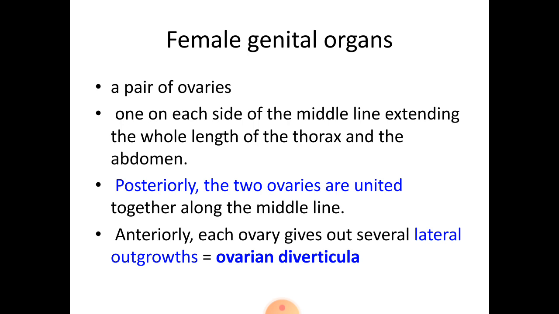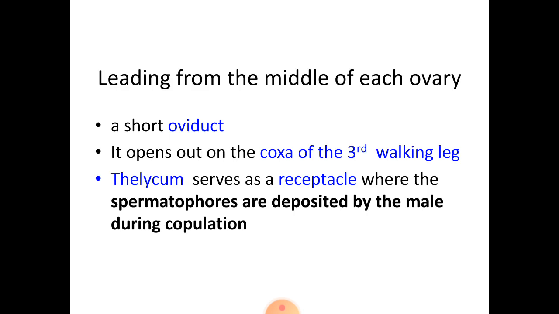Female genital organs consist of a pair of ovaries, one on each side of the midline, extending the whole length of the thorax. Posteriorly, the two ovaries are united along the midline. Anteriorly, each ovary gives out several lateral outgrowths called ovarian diverticula. Leading from the middle of each ovary, there is a short oviduct which opens out on the coxa of the third walking leg. Here there is a thelycum, which serves as a receptacle where the spermatophores are deposited by the male during copulation.